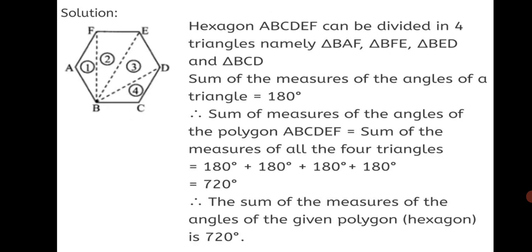So this way, any closed figure, if we can divide it into triangular shapes, then we have to multiply that many triangles with 180, substituting the value as 180. And when you add, you will get the sum of the measures of the angles of that polygon.